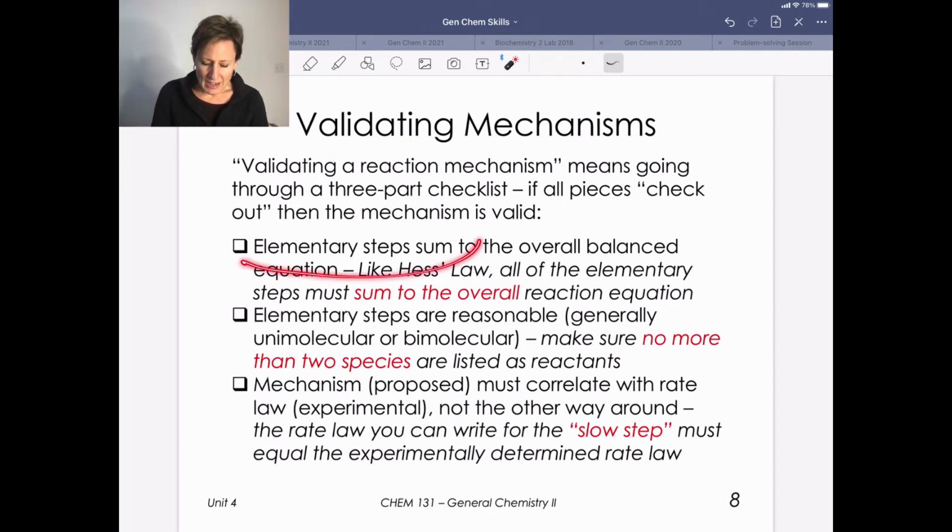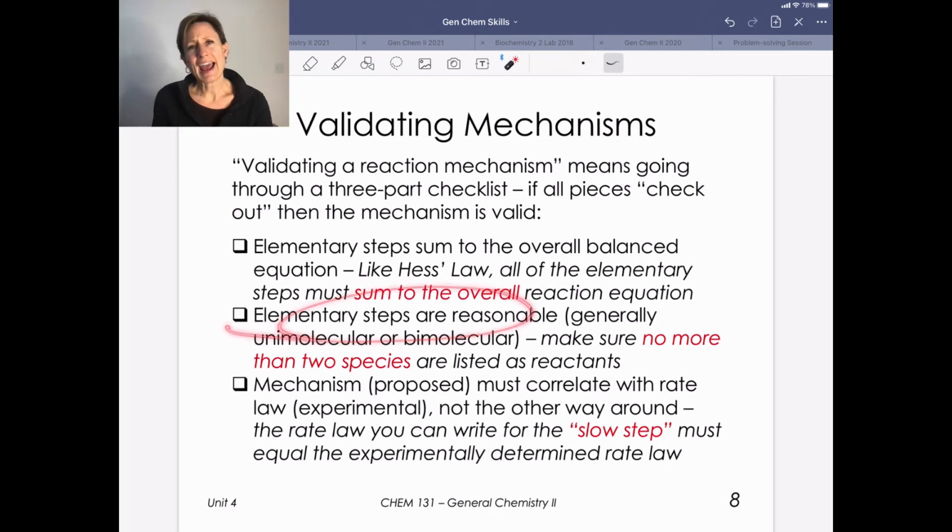You need to make sure that all of the elementary steps sum up to the overall equation. If they don't, then you fail right there and the mechanism cannot be valid. So this is like Hess's law. You have to add up all of those elementary steps and make sure that they sum up to the overall equation. If they don't, you fail that first step and your mechanism cannot be valid.